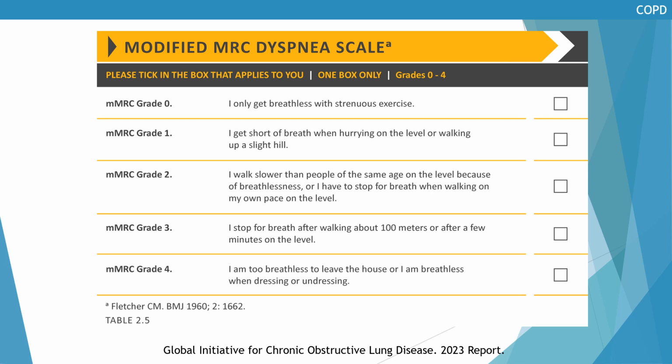Grade 4 is indicating a patient is too breathless to leave the house or breathless when dressing or undressing, and then the severity score decreases based on how far the patient can walk or keep up with people of the same age, or get short of breath when walking on a level or walking up a slight hill, or if they only get breathless with strenuous exercise.